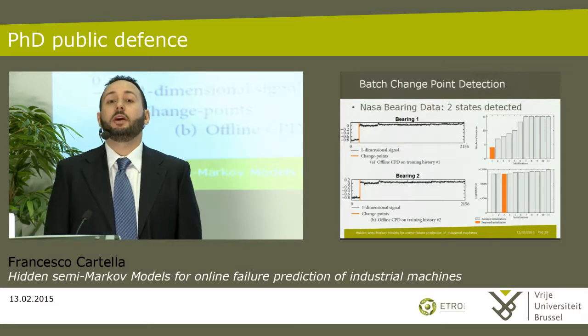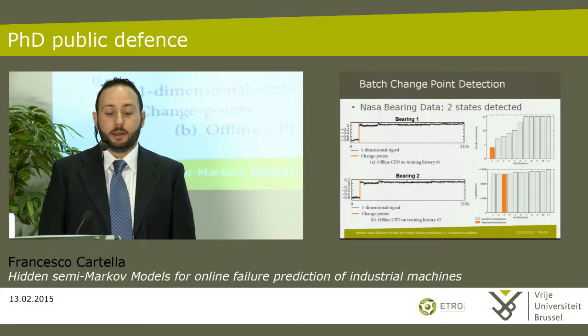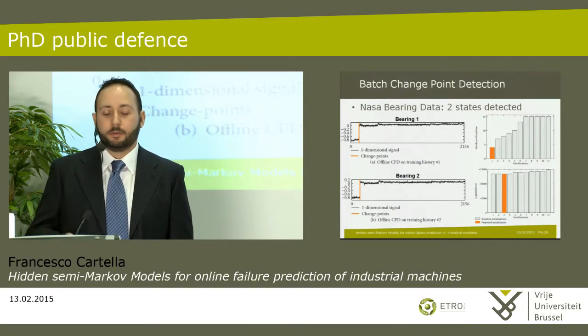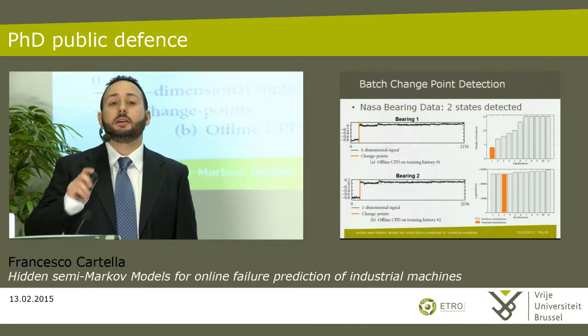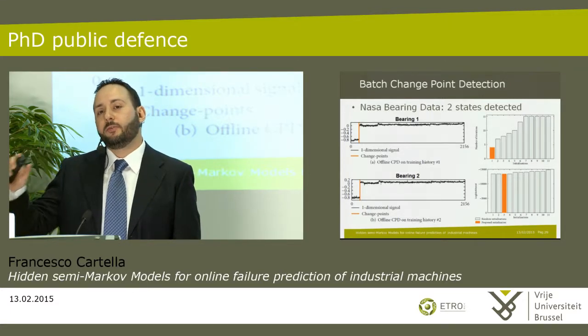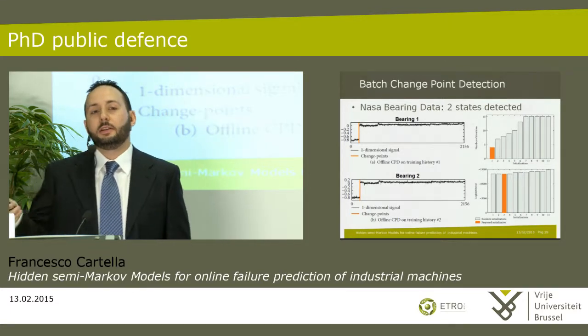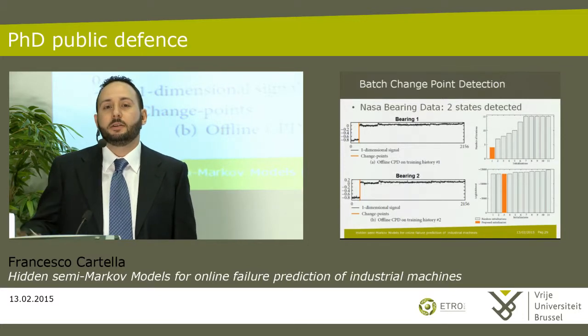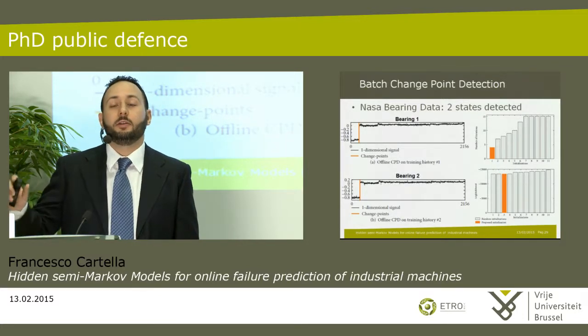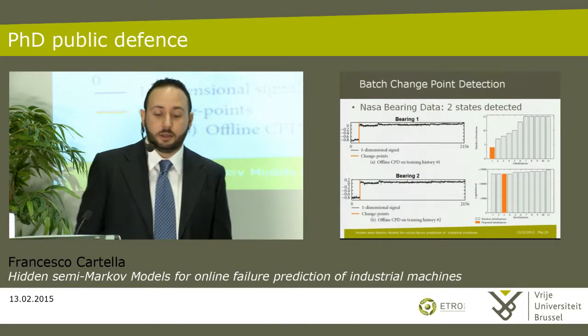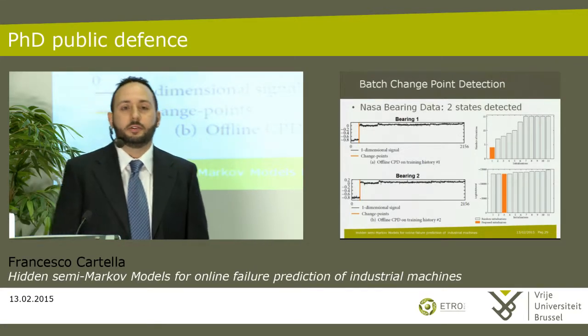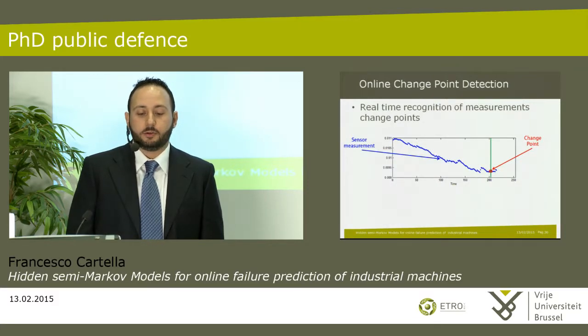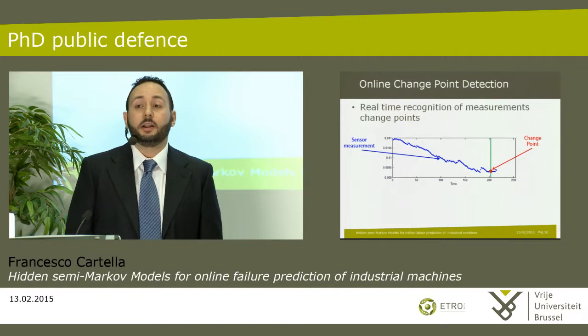So now we have a two-state hidden Markov model that is based on bearings that during their lifetime didn't experience failure. So it means that if we take this model as it is and we perform condition assessment on a bearing that at the end of its lifetime fails, this model won't be able to recognize this failure of the bearing. So here is where the online change point detection algorithm comes into play, because it is able to recognize in real time when the system changes condition.